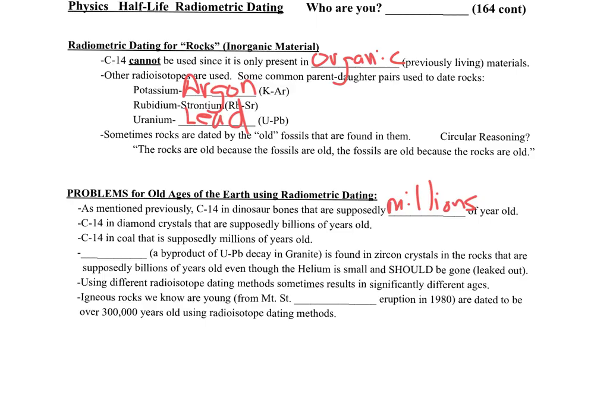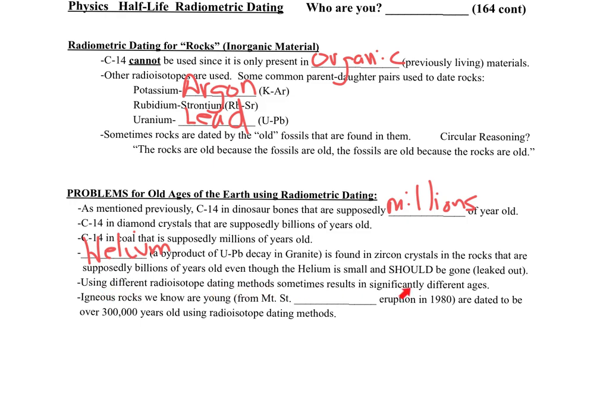Helium, another problem. Helium is a byproduct of uranium-lead decay. But they find helium in granite. It's found in zircon crystals in the rocks that are supposedly, once again, millions and billions of years old. Helium is the smallest atom there is, and it leaks out like it leaks out of balloons, okay? But they find it in granite samples. Why? Well, because I don't think the granite is as old as they say it is using their radiometric dating, all right?